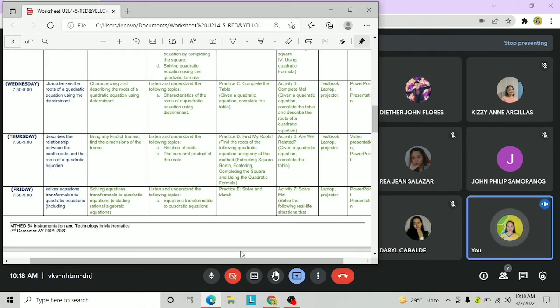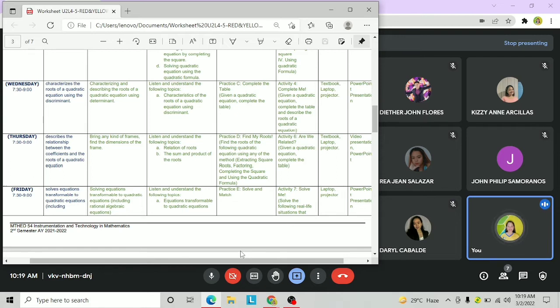And for Thursday, same time, the learning competency is to describe the relationship between the coefficients and the roots of a quadratic equation. The contextualization: bring any kinds of frames and find the dimensions of the frame. And for the learning task, discussion, listen and understand the following topic: relation of roots and the sum and the product of the roots. And for the independent practice, Practice D, Find My Roots.